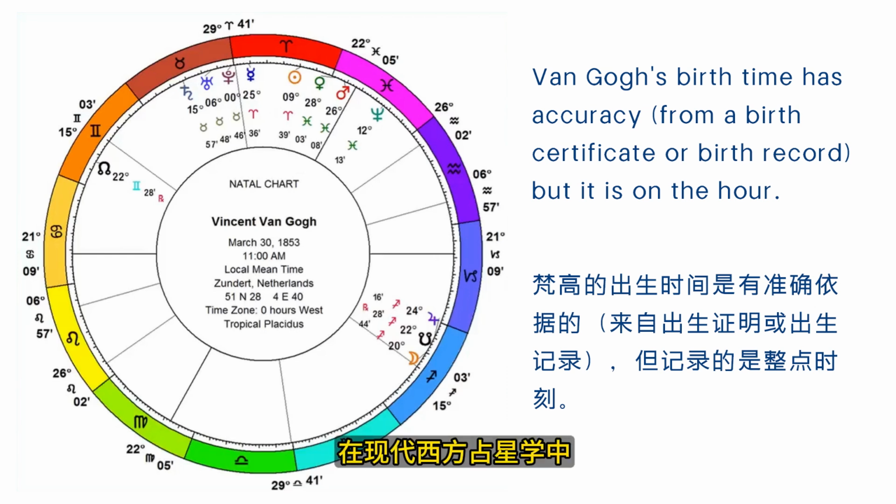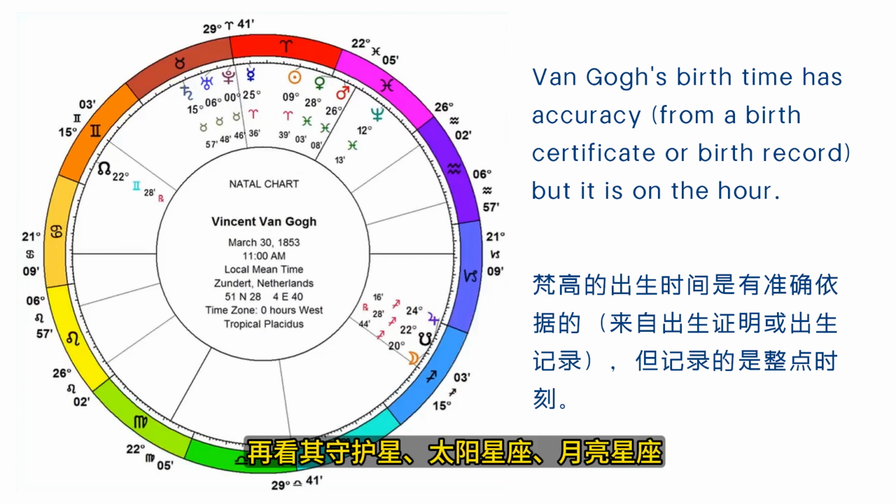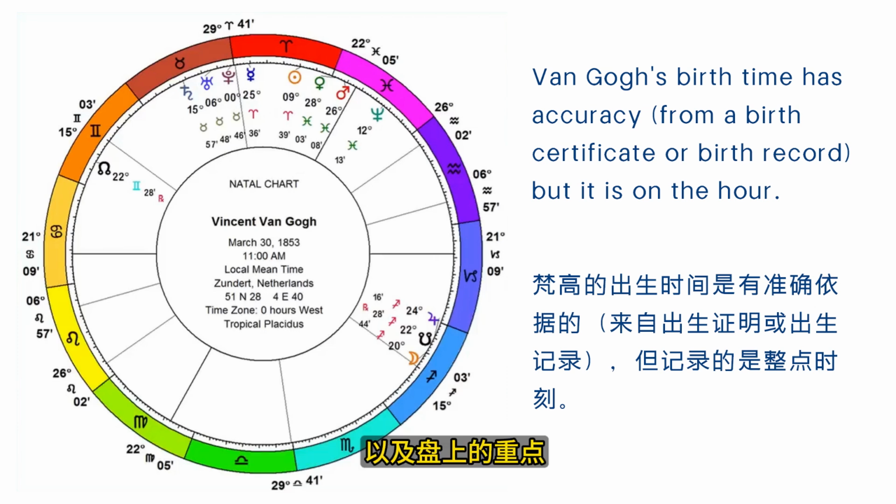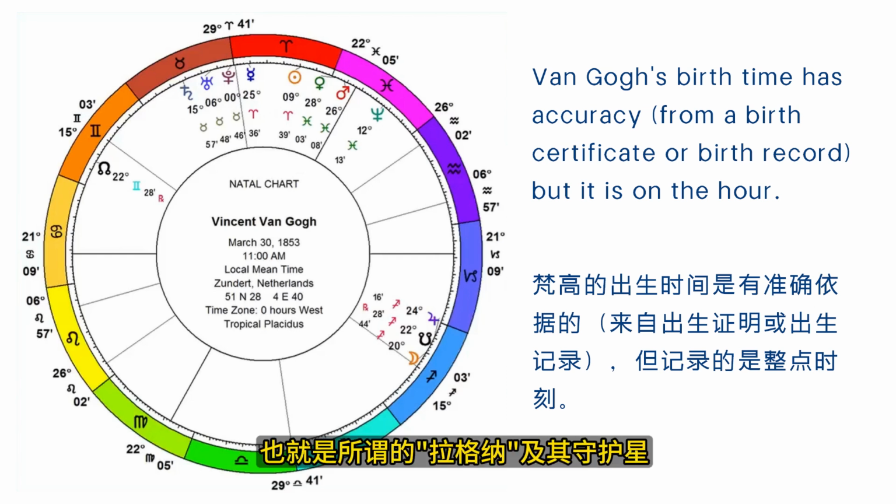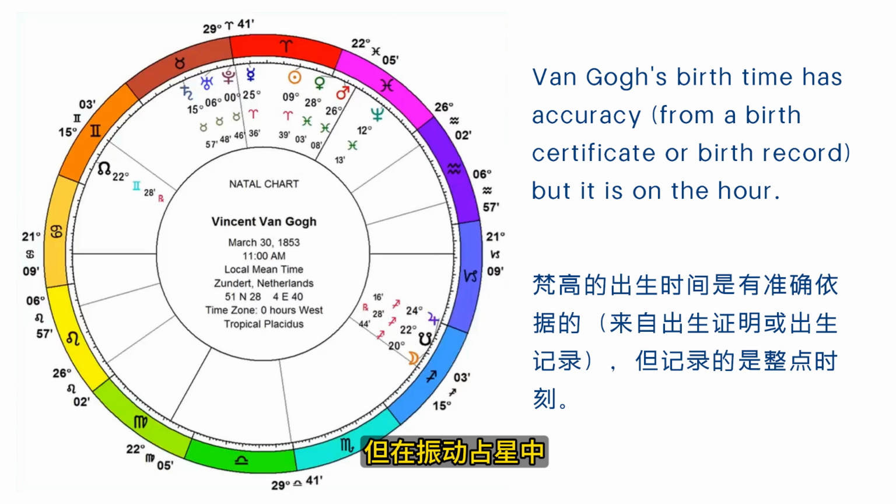Now, in modern Western astrology, we would usually go to the rising sign, look at the ruler, look at the sun sign, moon sign, what kind of emphasis there is, stelliums and so on. And in Vedic astrology, we would also put a lot of emphasis on the ascendant, called the lagna, and the ruler of it, and so on. But in vibrational astrology, we look for these vibrational patterns.